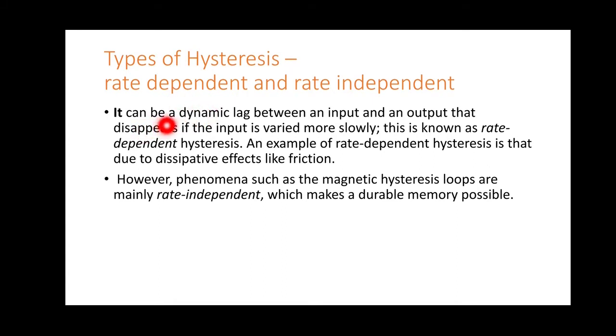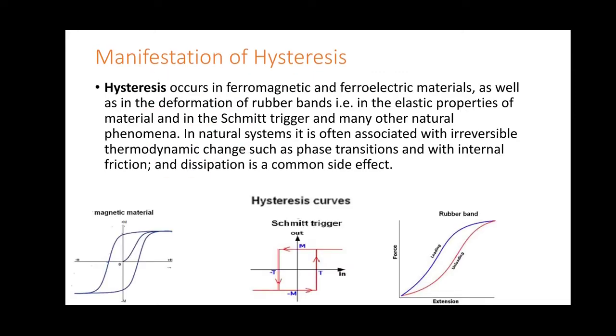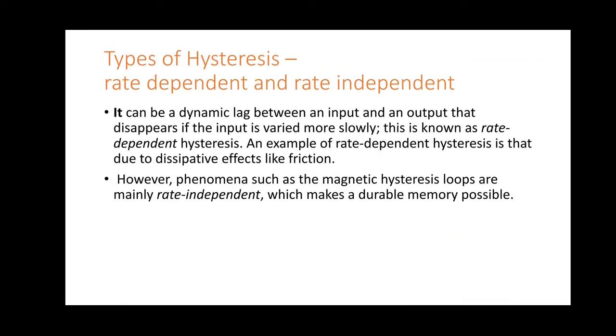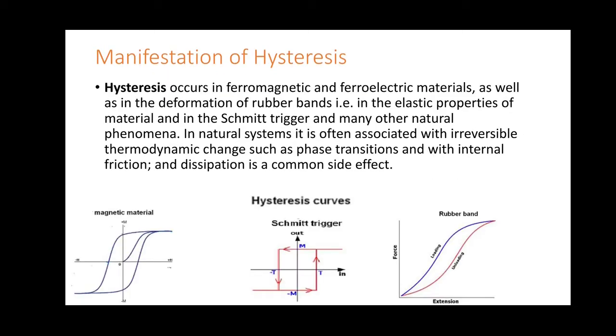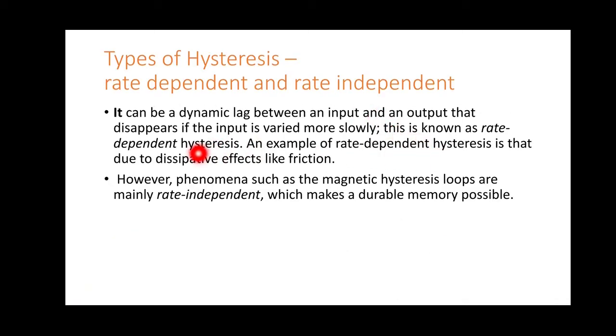Now, types of hysteresis. There are two types of hysteresis: rate dependent and rate independent. In rate dependent hysteresis, the hysteresis phenomenon depends upon the rate. That is, it depends upon how fast we are changing the value of one property, so the other property will respond accordingly to the rate. It can be a dynamic lag between an input and output. The rate dependence disappears if the input is varied slowly. This is known as rate dependent hysteresis.